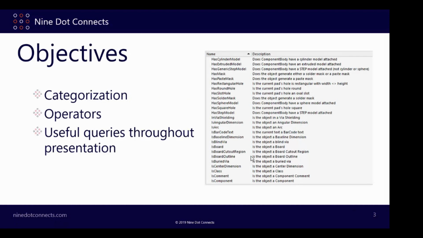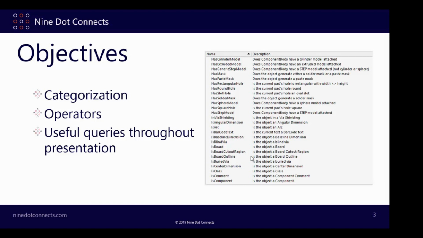First and foremost, we're going to talk about the categorization of the various queries that Altium presents in its query helper. And there's well over 600 of these queries. Obviously, we're not going to be able to go through all of them. But if we understand how they categorize them, it may make it easier for you to find them.